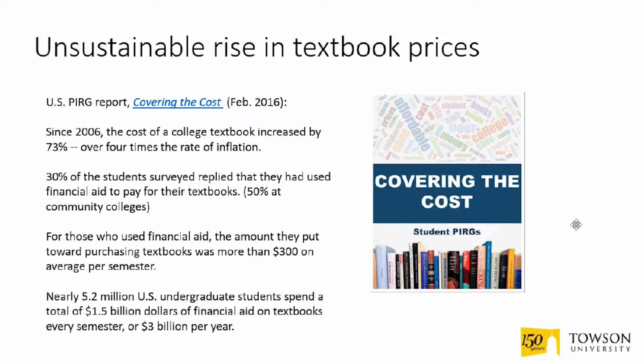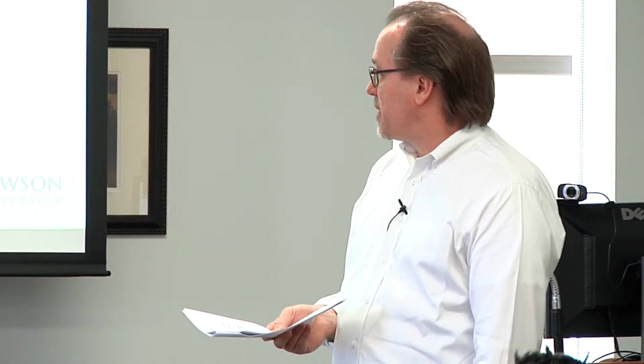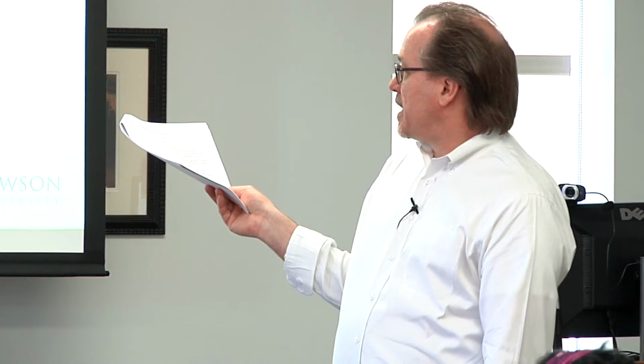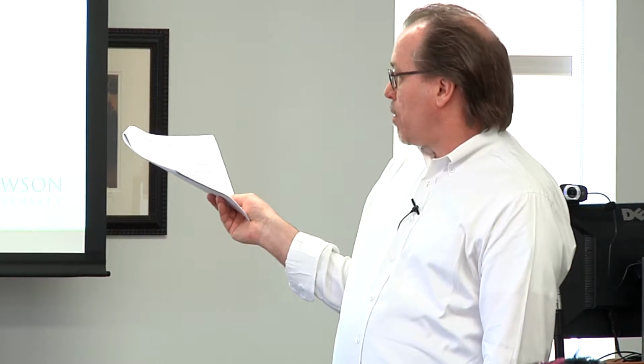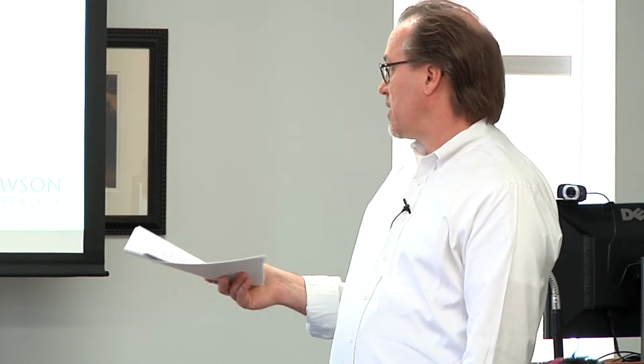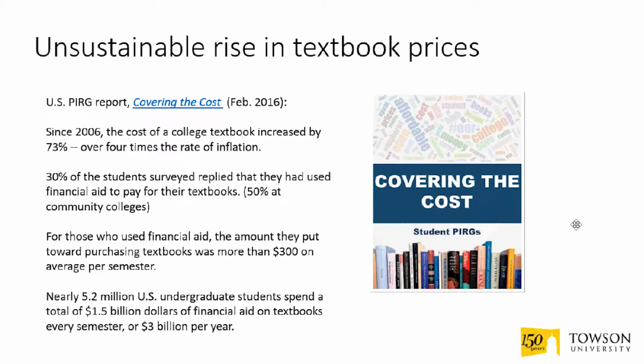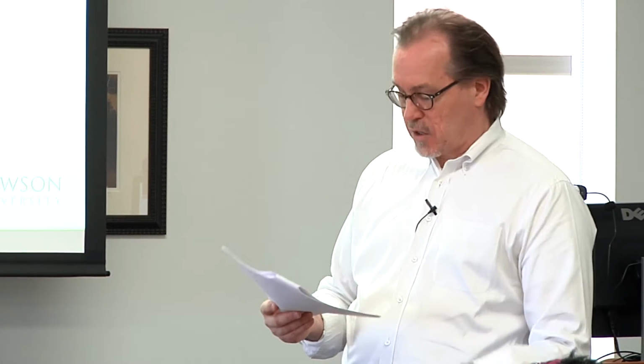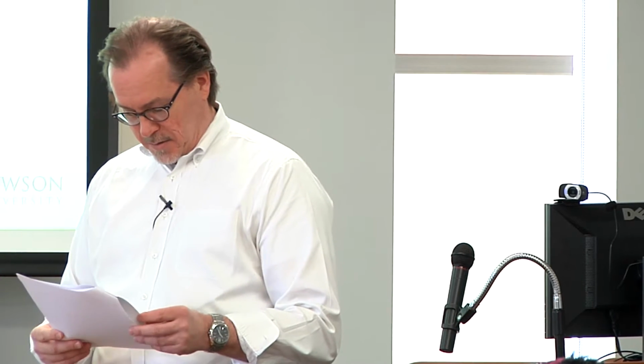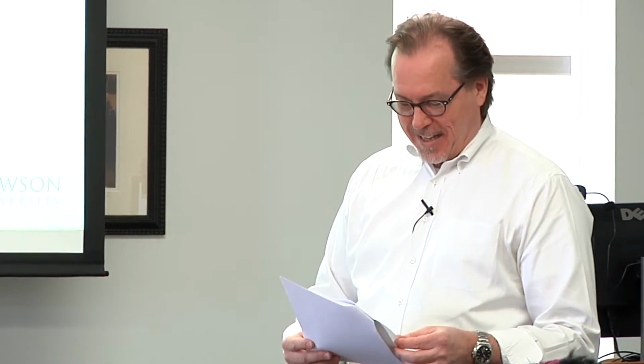Again, you have the high rate of inflation for college textbooks. In the survey that they ran, 30% of the students replied that they had used financial aid to pay for their textbooks. 50% of students who went to community colleges used financial aid for their textbooks. And for those who used financial aid, the amount they put toward purchasing textbooks was more than $300 on average per semester, so about $600 per year. So nearly 5.2 million US undergraduate students spent a total of $1.5 billion of financial aid on textbooks every semester, or $3 billion per year, which is pretty outrageous when you think about it.